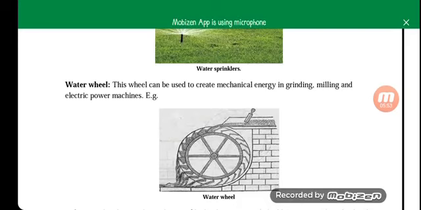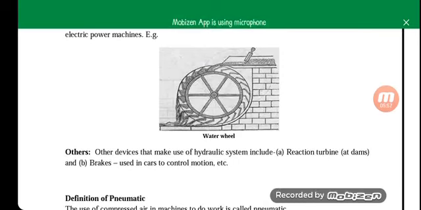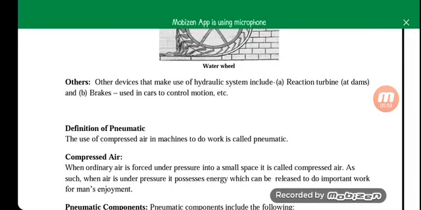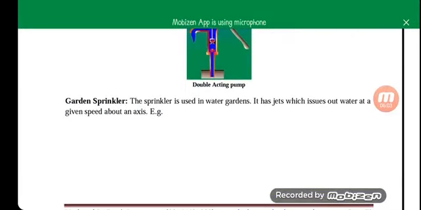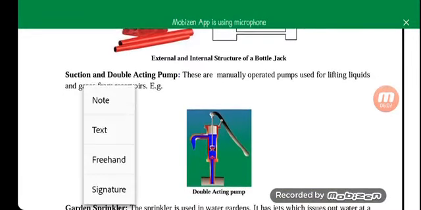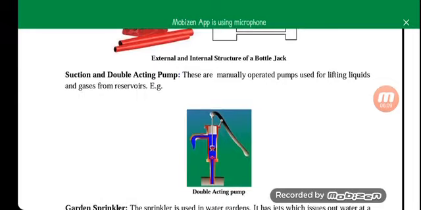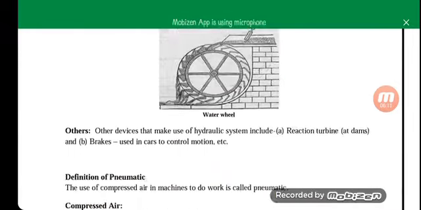Now this water wheel, they use it in certain areas. They also have many other things that they use. So please know that these hydraulic machines work basically most times with fluid. They work with fluid. As for pneumatic, that's for air.